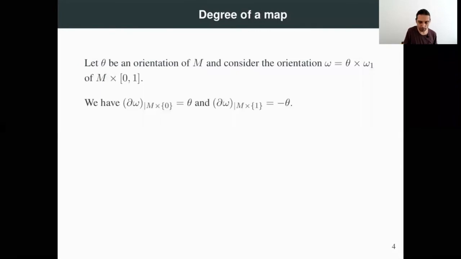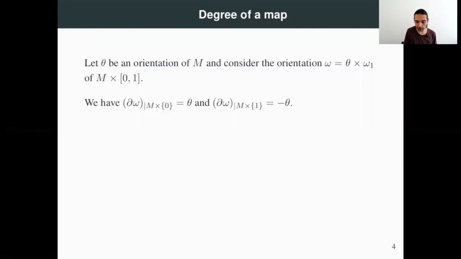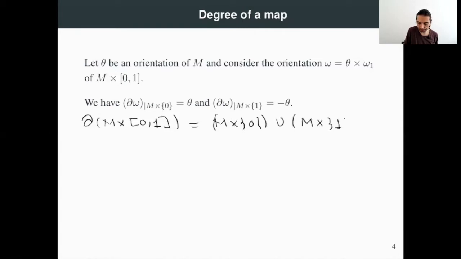So consider now an orientation theta of M and the product orientation in M times the closed interval, the product of theta and omega 1, which is the standard orientation of the line. Assume that M is a manifold without boundary, but even so, M times the closed interval is a manifold with boundary. And indeed, the boundary of M times the closed interval is equal to M times 0 union M times 1. Now, in M times 0 or M times 1, we have two orientations.